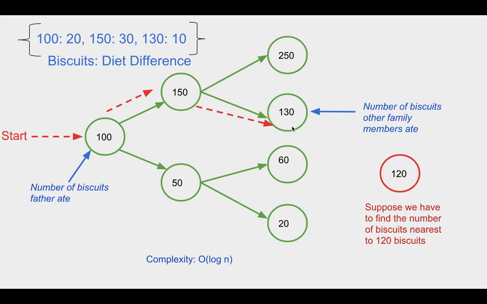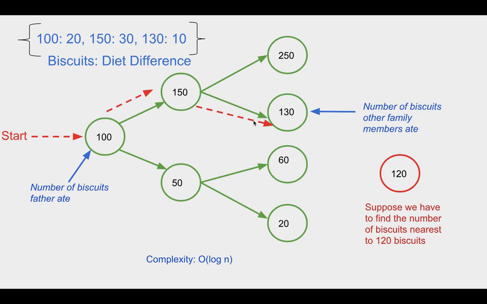In this node we will again compare 130 with 120, and they don't match. So 130 is a leaf node. That means it has no children further. Okay, that means we don't find any 120 in this binary search tree.